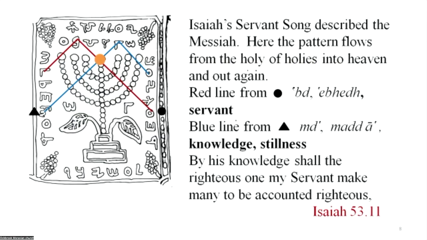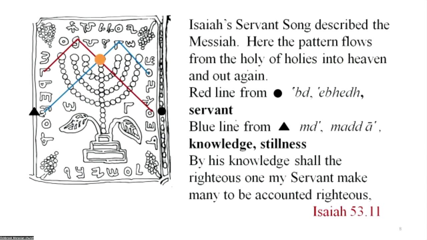And the blue line from the triangle, knowledge or stillness. Now, this is one of the words that has puzzled people who are translating Isaiah 53, because what does it actually mean? By his knowledge shall the righteous one, my servant, make many to be accounted righteous. This difficulty of understanding what they meant by these terms, how could it be that something which the servant knew, how could that somehow make other people be accounted righteous?